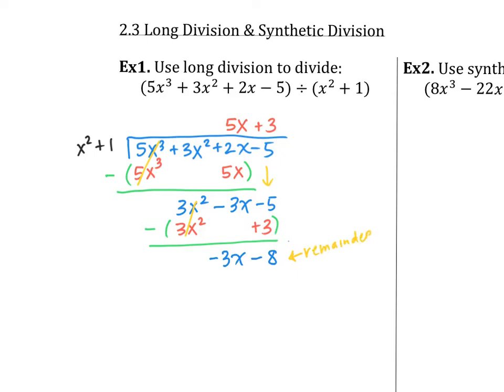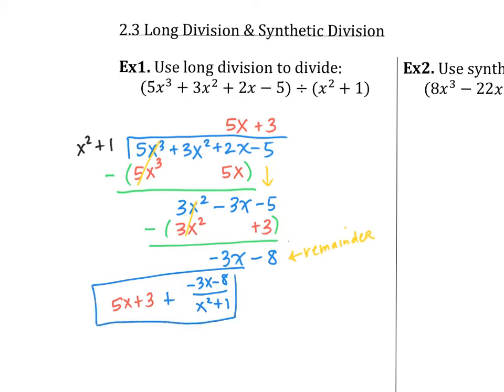When we write our answer, we typically write it as a mixed fraction. When we divided, we got 5x plus 3, so I'm going to write 5x plus 3. And then I have a remainder of negative 3x minus 8. So one way to write this would be negative 3x minus 8 over x squared plus 1. That's a good answer like this.